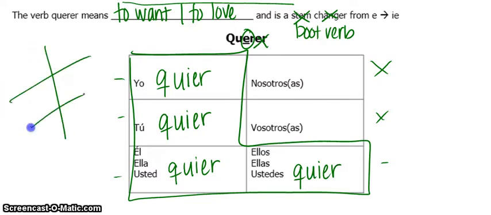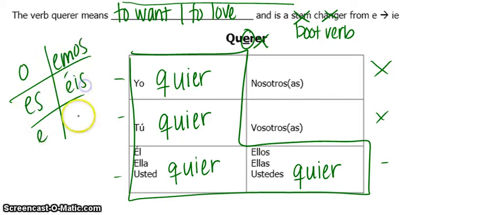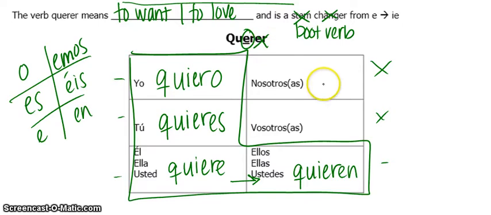And then we're going to add our endings. It's an ER verb, so ER verbs are o, es, e, emos, éis, en. So the yo form, we're going to add the o: quiero, tú quieres, él, usted quiere. I say it's easiest to just go over here and add the en because you're still inside the boot. Nosotros, don't add the IE. Queremos. It also changes the pronunciation. Vosotros queréis. Make sure you add the accent on the E.